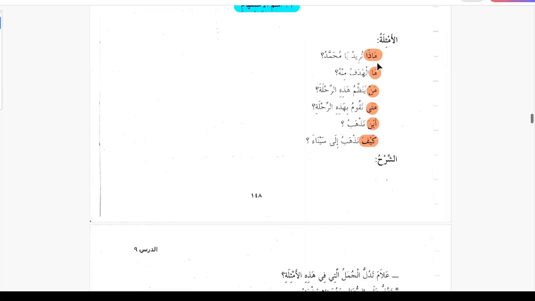Here are some examples. Maza turidu ya Muhammad, what do you want, O Muhammad? So maza is ismu istifham, the noun for questioning. Ma hadafu minhu, what is the purpose of it? So ma is ismu istifham. Man yunazzimu hazihi rahlata, who organizes this journey? So man is ismu istifham. Mata nazhabu bi hazihi rahlati, when are we going on this journey? So mata is ismu istifham.